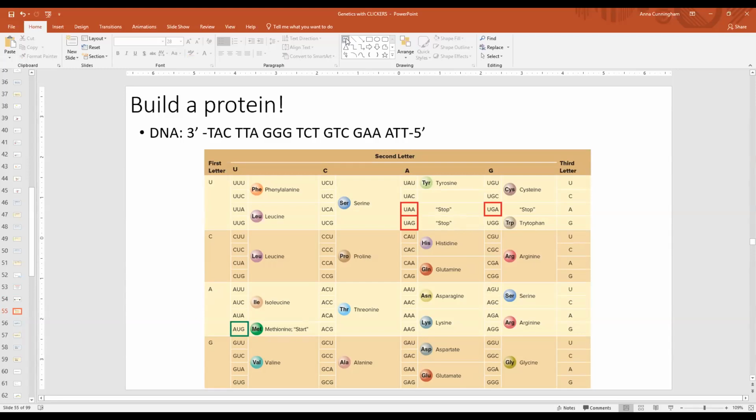Remember what you do with transcription and translation. Transcription is taking a 3 to 5 prime strand of DNA, building a complementary strand of mRNA, and then mRNA has codons that code for amino acids. So use the codon table here to figure out what your protein strand would be. And that's what we'll pick up on Tuesday.